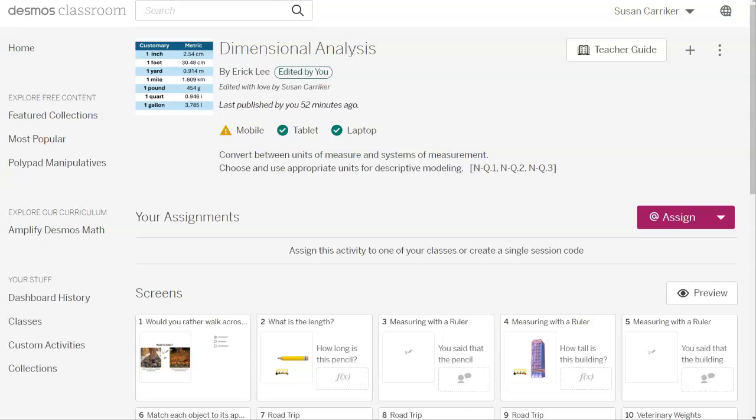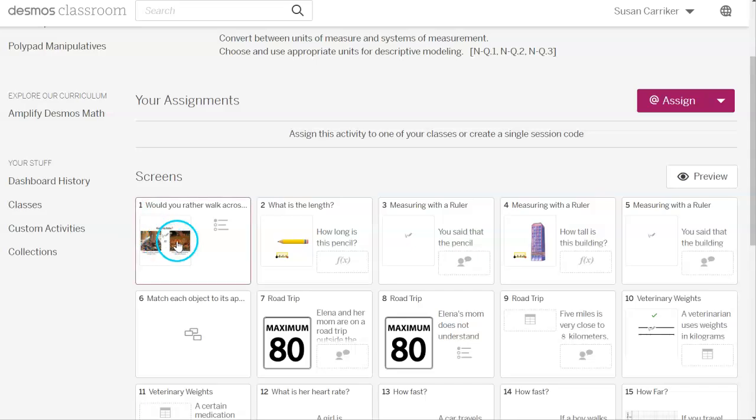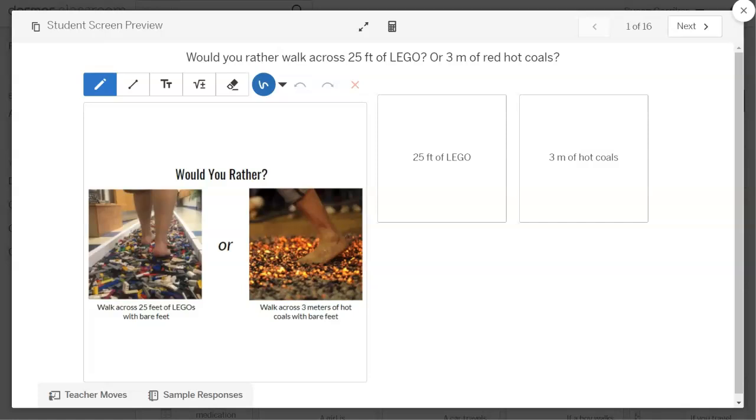So this activity should take the bulk of your time. There are a total of 16 screens, and we'll begin with something fun. Students will decide whether it's better to walk across 25 feet of Legos with bare feet or walk across 3 meters of hot coals with bare feet. So they will discuss that. The whole purpose of this part is just to get them thinking about these lengths and what they represent.